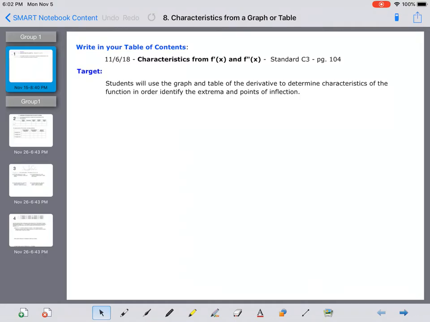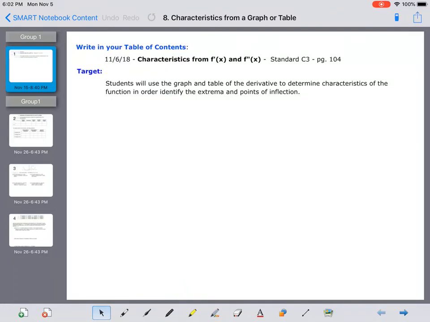The standard is C3, and this is going to be on page 104 of your journal. These are the papers that you got today in class. It says students will use a graph and table of the derivative to determine characteristics of the function in order to identify the extrema and points of inflection.